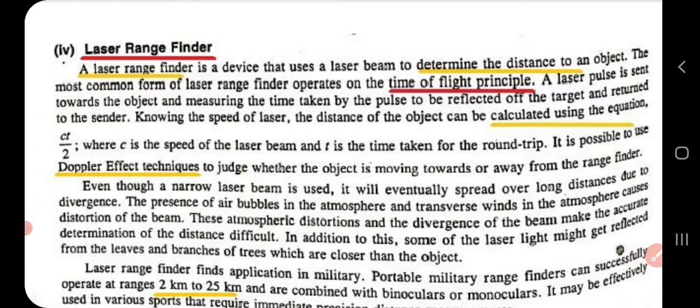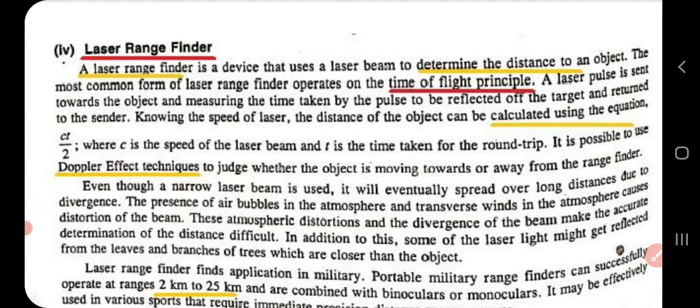So in radar we have used radio waves, in sonar we have used sound waves, whereas in laser rangefinder we are using a laser beam. It is sent to the distant object. It will hit the distant object. From there it will get reflected, and once it comes back to the receiver, we measure the distance of the object using the formula ct by 2, where c is the speed of the laser beam and t is the time taken for the laser beam to make one complete travel, that is, to travel to the object and come back to the receiver.